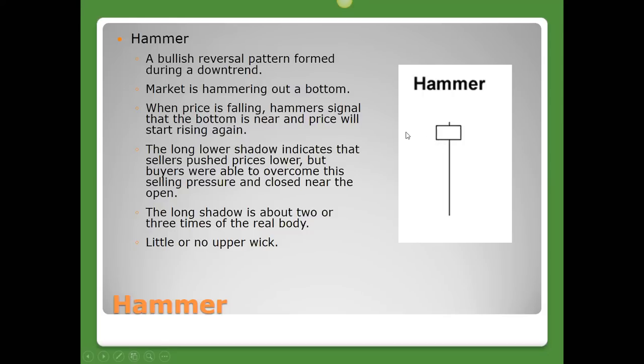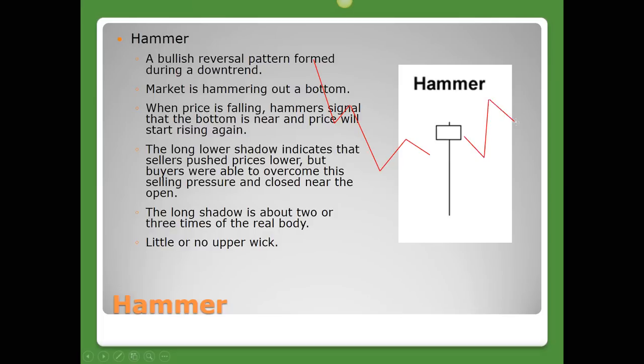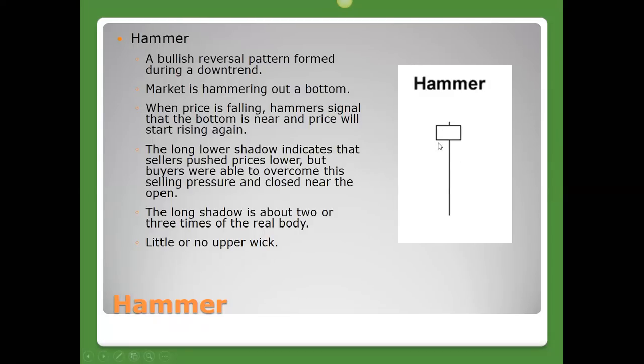A hammer is a bullish reversal pattern, generally formed at the bottom of a downtrend. So normally you will see price coming down like this, going down, and then you see one of these. And generally what tends to happen is this: price hammers out a bottom, and then price will start to move up. So we have a large wick, which is 2 to 3 times the body, and price closes higher than the open price, which represents that the market is likely to start going back up.